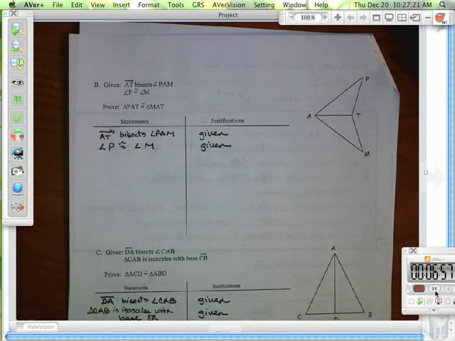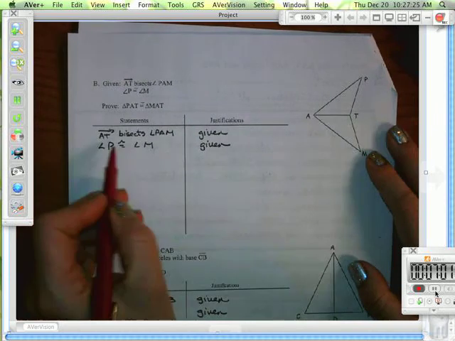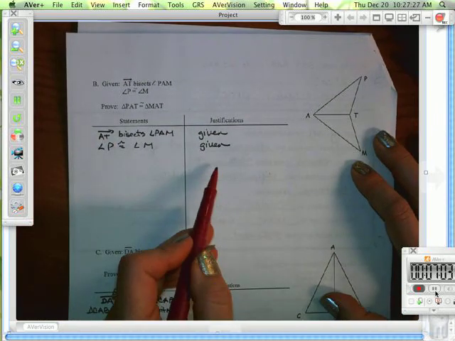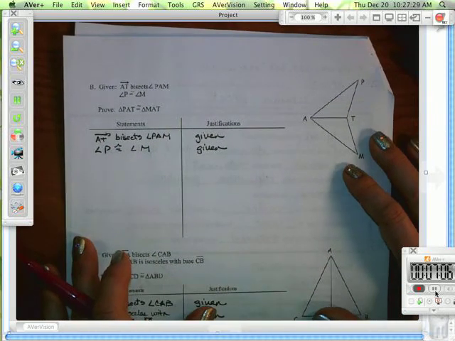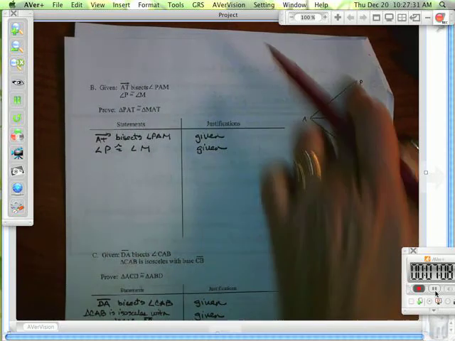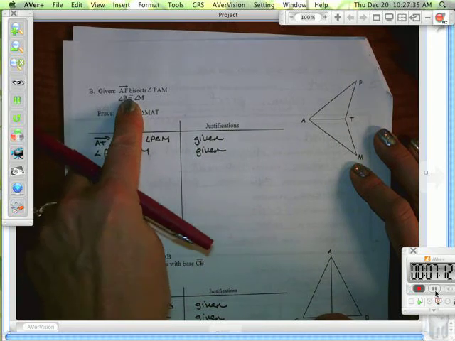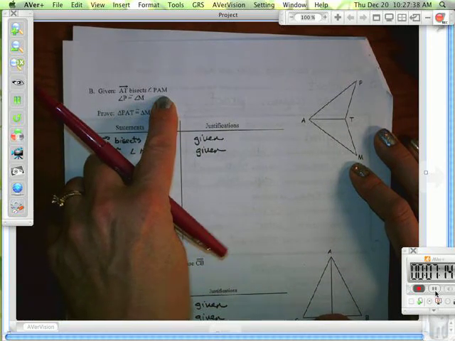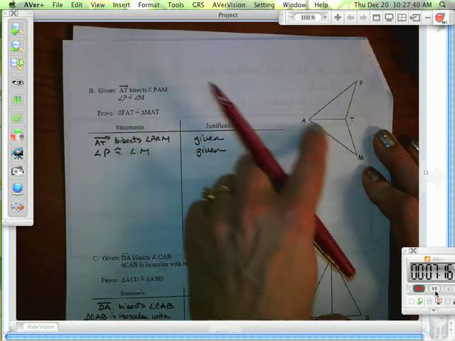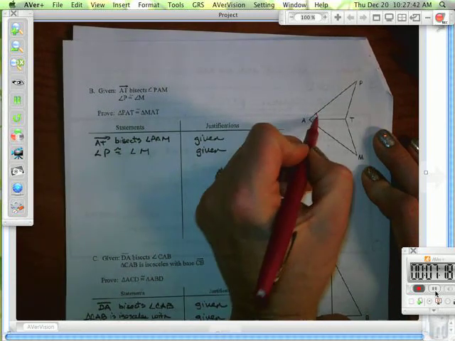Oh, we have a few to go through. Don't worry. So, hopefully you wrote the givens, okay? Now, let's see what we know. We're going to mark up our diagram. We know that AT bisects angle PAM. So AT bisects this angle. That tells me that this angle and this angle are congruent. Yes?